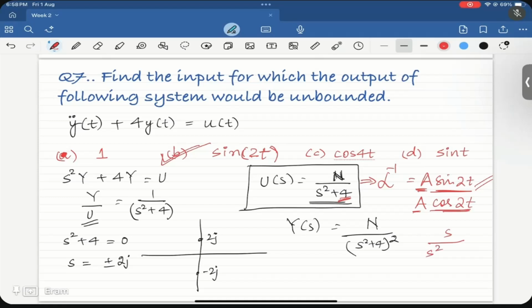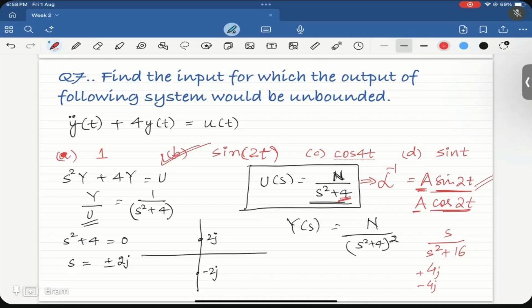s by s square plus 16, right? So it will give extra poles at plus 4j and minus 4j. And naturally we have poles at plus 2j and minus 2j, and it will create poles at 4j and minus 4j. So these are not repeated, right? So the system will be marginally stable in this case also. So cos 4t will not make it unbounded.